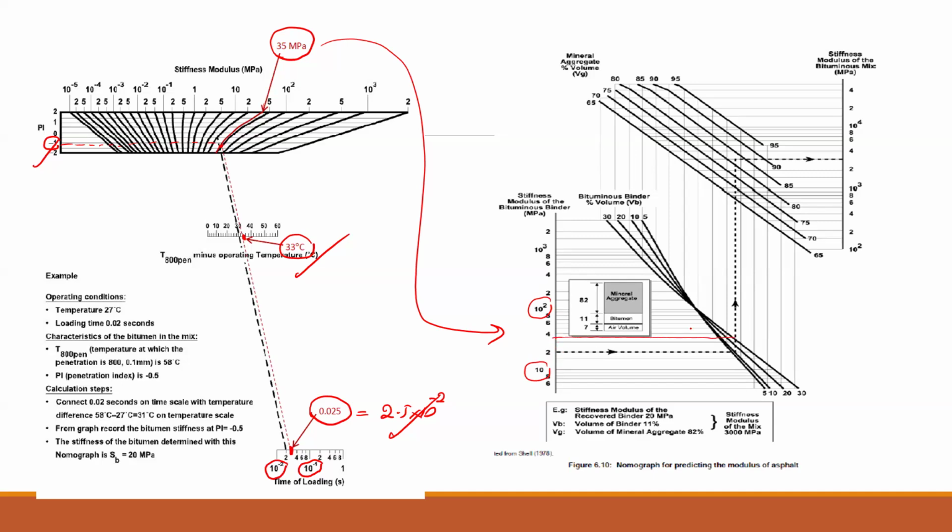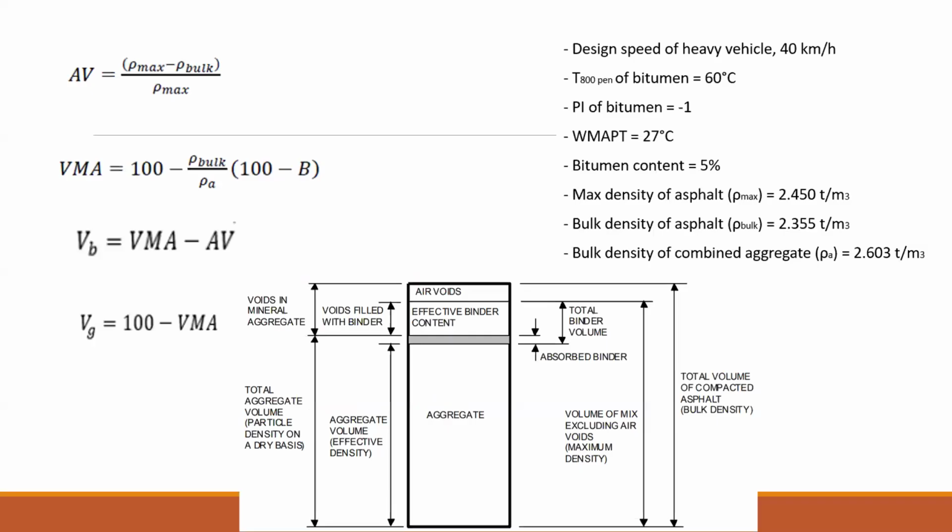We need to find the volume percentage of binder. So 5% binder content is not the volume percentage. It is the mass percentage. Am I right? That 5% is mass percentage. So you can use this equation now and find the VB. VB is VMA minus air voids. You're familiar with these terms now. What is VMA? What is air voids? You know those things. VG, volume percentage of the aggregates, you can also find using this equation.